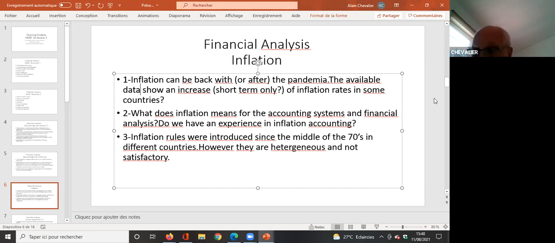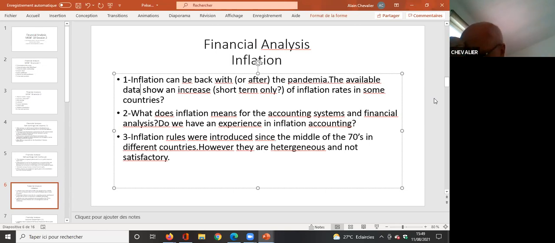Does it mean we are back in an inflation state for the world economy, as we had in the 70s and the 80s? Or is it only an increase of inflation rates for 3 months, for 6 months? After that, it will come back to normal, being the situation we have known for the last 20 or 25 years. That's the question.